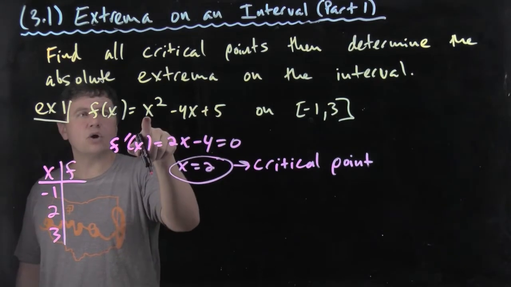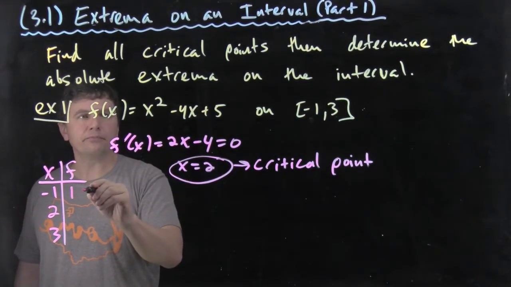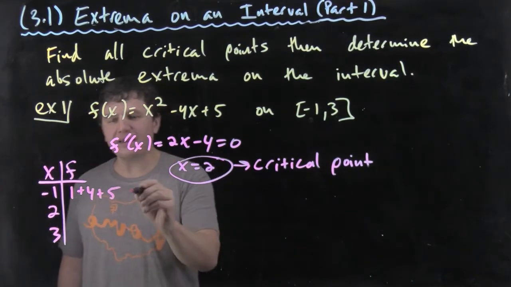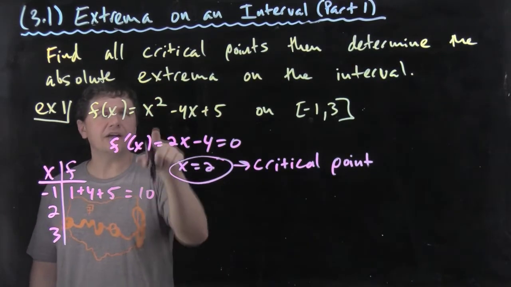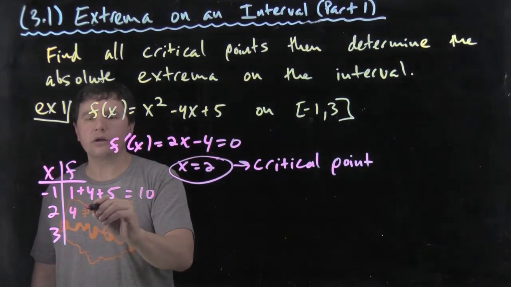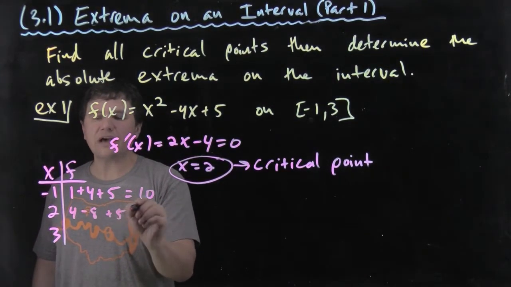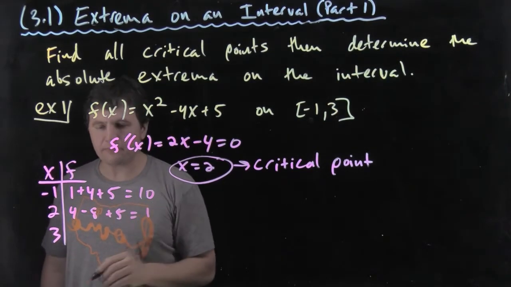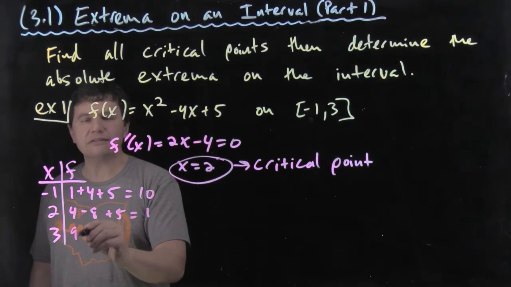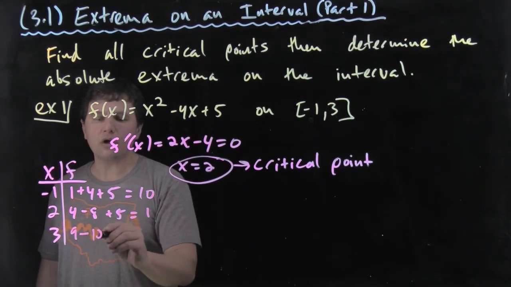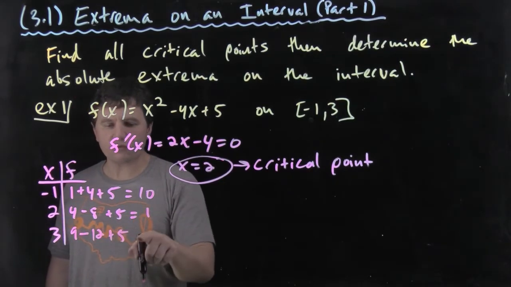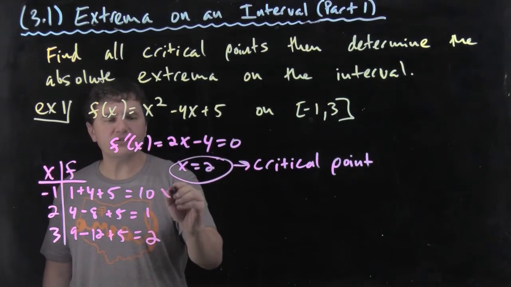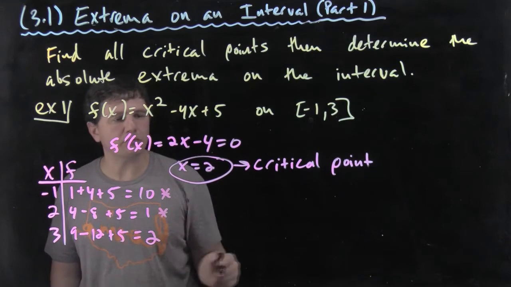So if I take -1 and plug this in, I get 1 plus 4 plus 5. Maybe I have to check my arithmetic. So that's equal to 10. 2, that goes in, that's 4 minus 8 plus 5. So that's -4 plus 5. That's equal to 1. Okay. 3 goes in, that is 9 minus 12 plus 5, so that's -3, that is 2, okay? And now we have everything we need. We know this is the absolute max, we know this is the absolute min.